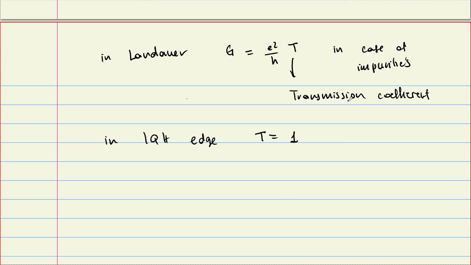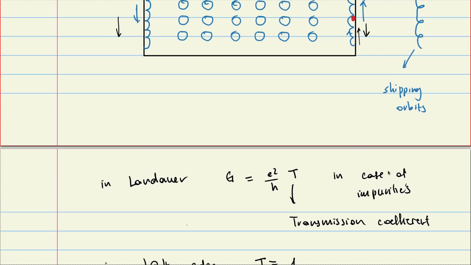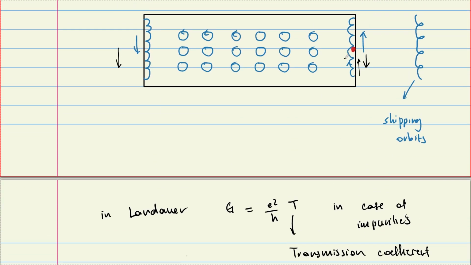That's why we call that chiral edge modes, because there's only one way of going, which in the present case is counterclockwise, right? Because of the magnetic field we choose. And this guy can go up, this guy can go down.